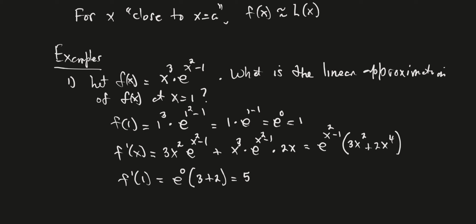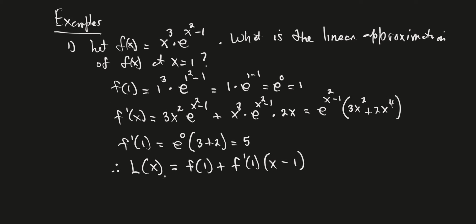So now that we have our function value and our derivative value both at the point of tangency, then we can write down what the linear approximation is. So this linear approximation is equal to, let me write it out symbolically, and then we'll plug our numbers in. So here's our formula.